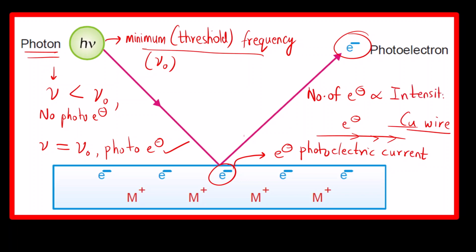Okay, that will depend on the intensity of light. Now what is intensity of light? Intensity basically means number of photons. After the threshold frequency is reached, what will you do? You will increase the number of photons. When you increase the number of photons, the number of electrons will increase, and so will the current. The photoelectric current will also increase.